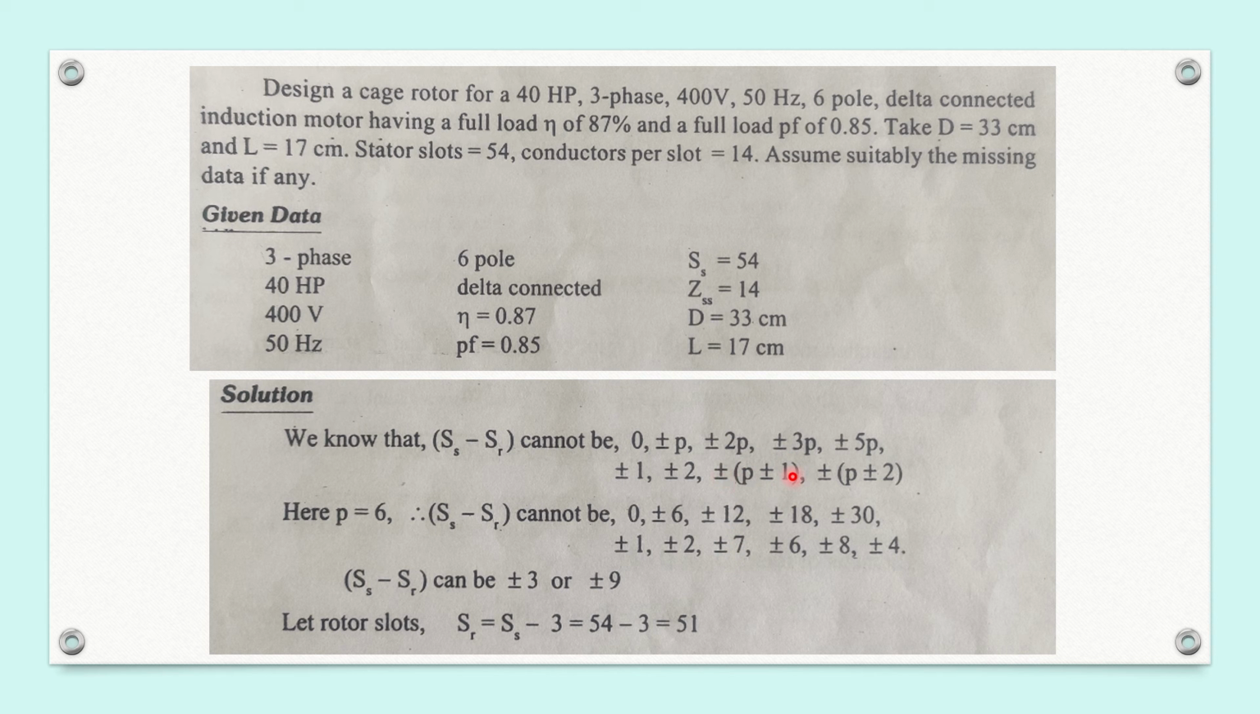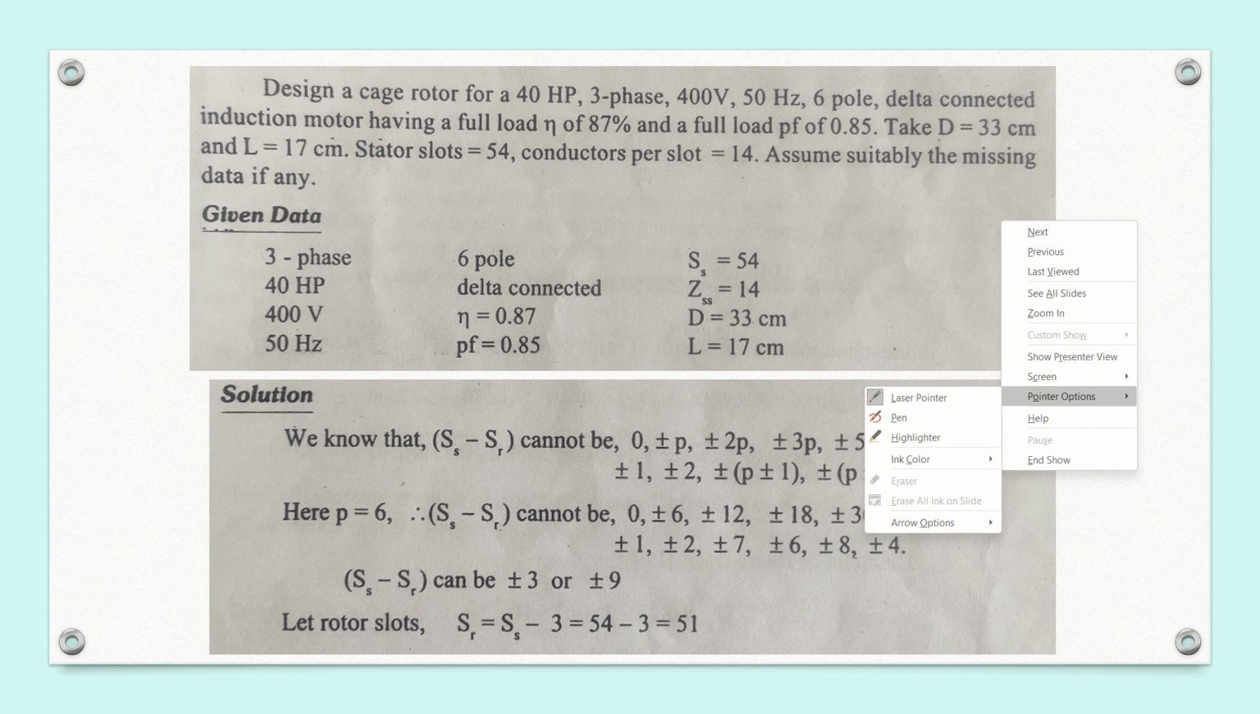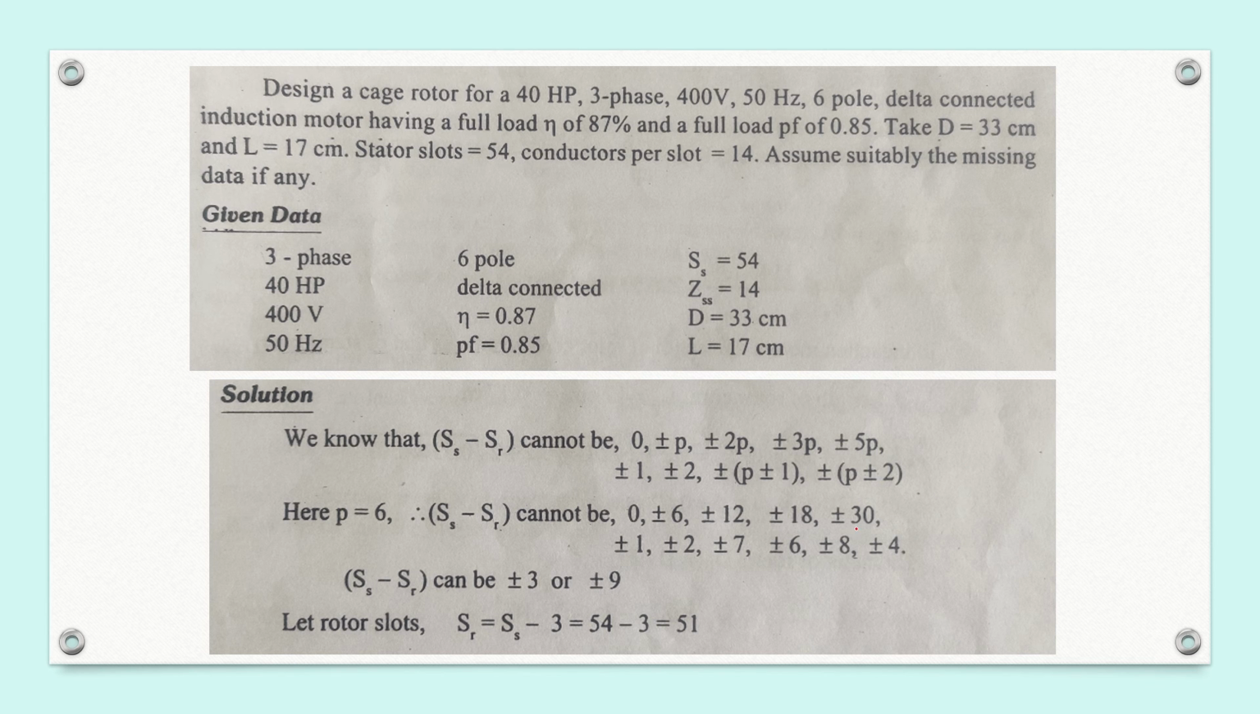6 minus 1 is 5. So also it cannot be plus or minus 5, which is not indicated here. This value is actually plus or minus 5.